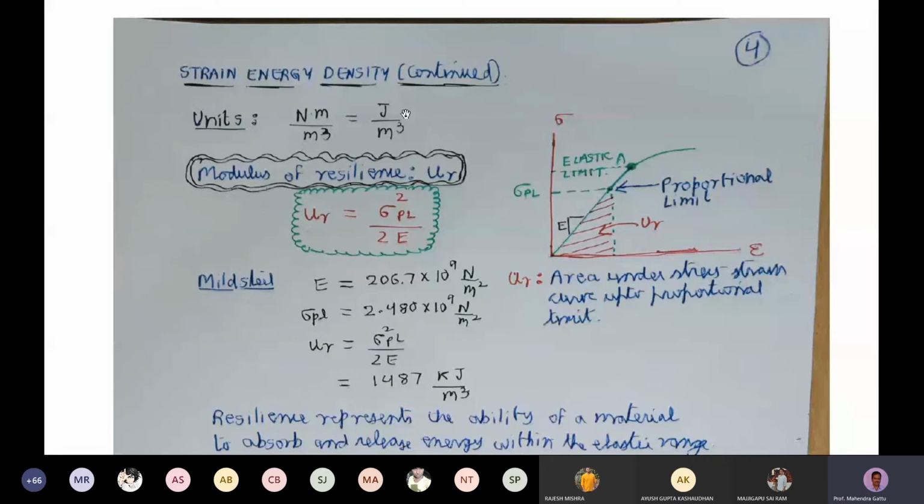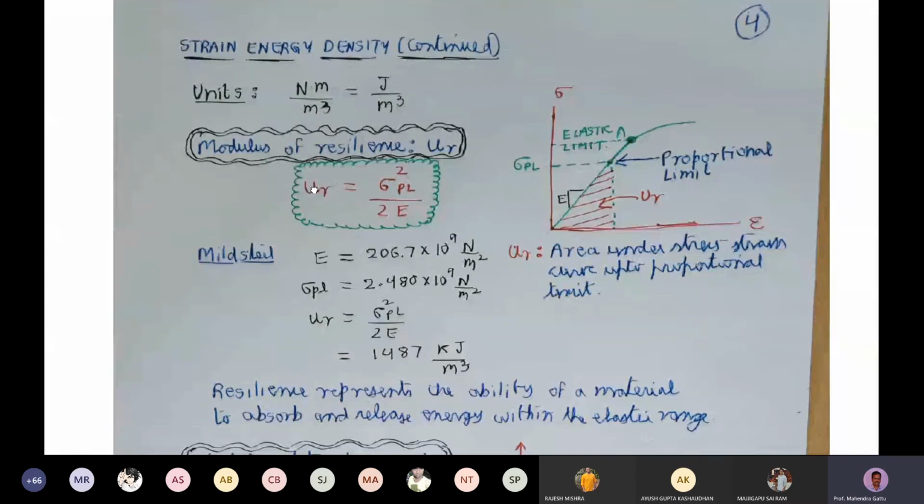Now we'll discuss two terms. One is the modulus of resilience and the other is the modulus of toughness. The first one is modulus of resilience. What is this modulus of resilience? We represent it by UR, and we get the resilience by this expression: UR is sigma PL square by 2E. What is sigma PL? Sigma PL is the proportional limit.